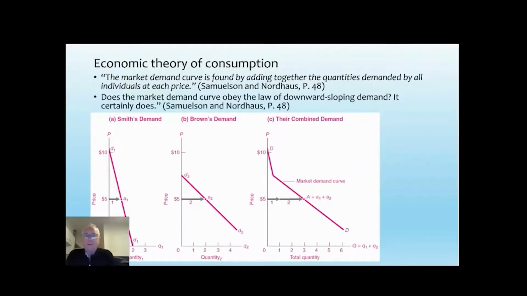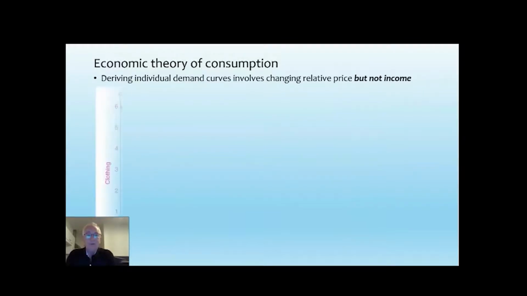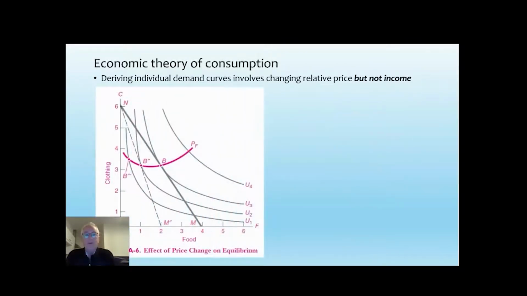And does the market demand curve obey the law of downward sloping demand? It certainly does, say Samuelson and Nordhaus. Well, that's up there in terms of bullshit statements by mainstream economists, because when you look at what's actually required to make this become the result, it's simply absurd. So how do you derive individual demand curves? Again, as I kept emphasising, when you do that, you show a range of different prices with a fixed price for the other commodity, and a fixed income. Now that's fine when you're considering an isolated individual.